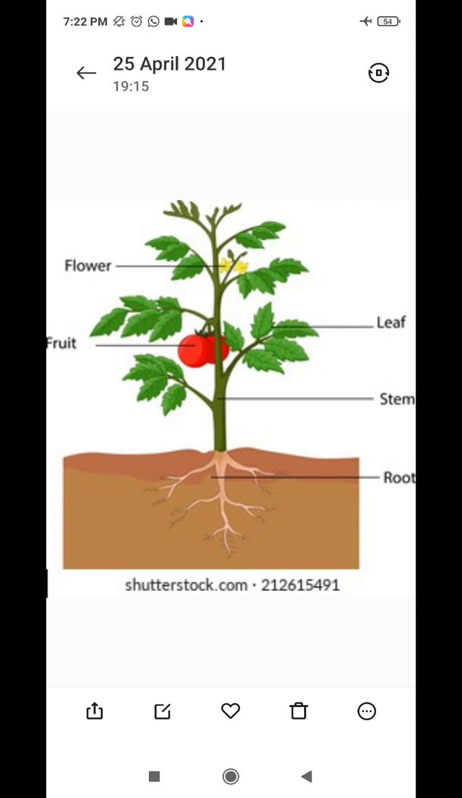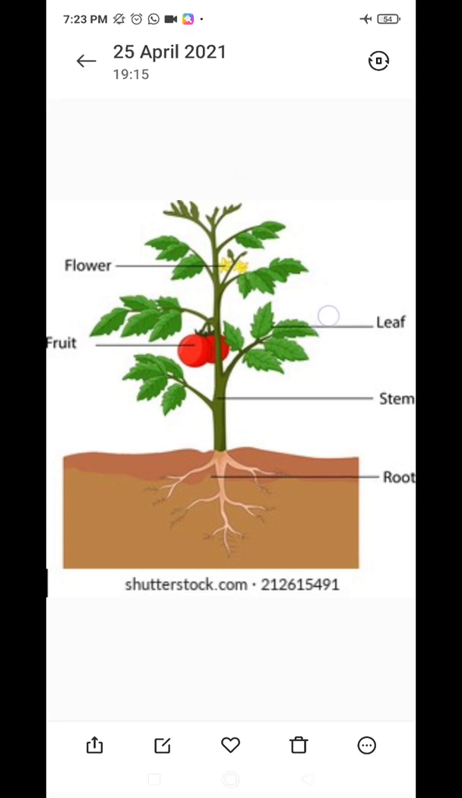of a plant. In the previous chapter, we studied about living and non-living things, and plants are one of the examples of living things. It is living as it can breathe, though it cannot move, but it can breathe. Today, we will start discussing about plants, and here we have labeled the parts of the plants.